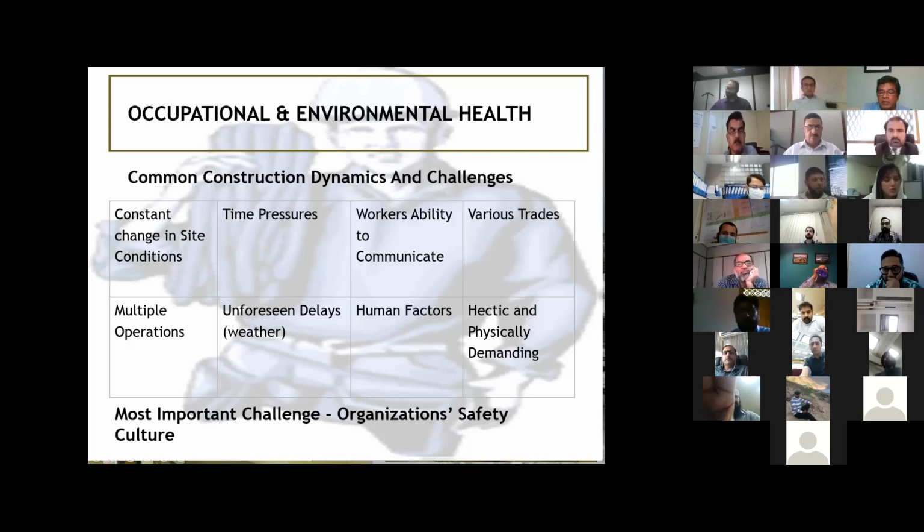And most important is the company's safety culture. Does the company want these health and safety procedures to be applied to their sites, or are they going to just ignore them?